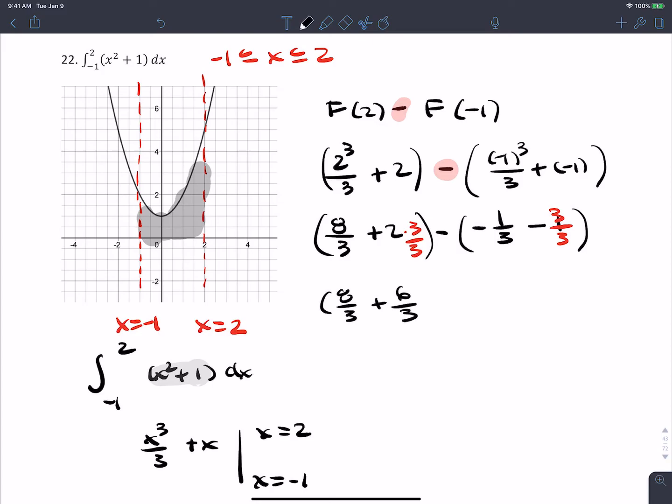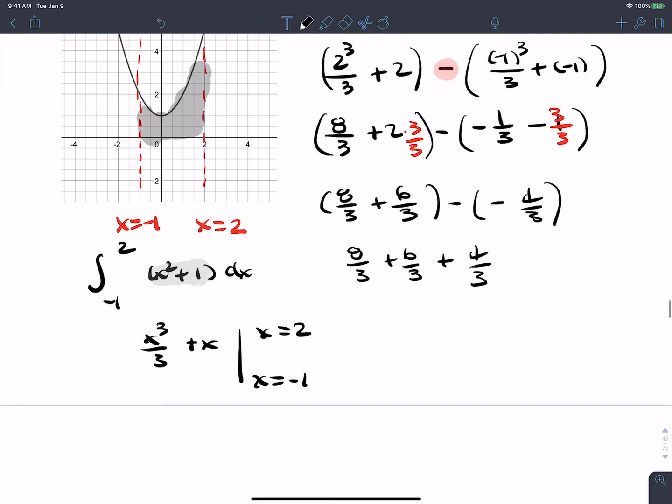8/3 plus 6/3 minus negative 4/3, right? So I'm going to keep it this way here. How about if we say 8/3 plus 6/3 plus 4/3? What does that give us? Is that 18/3? Double check. Yeah, 6 and 4 make that 10. 10 plus 8, that's 18. Is that true? Double check here.